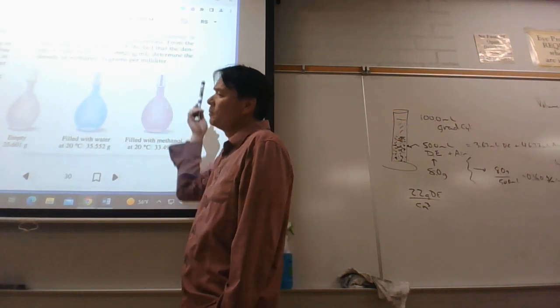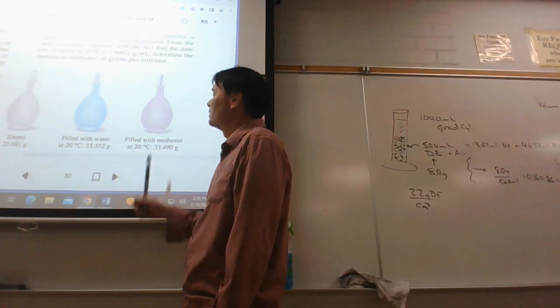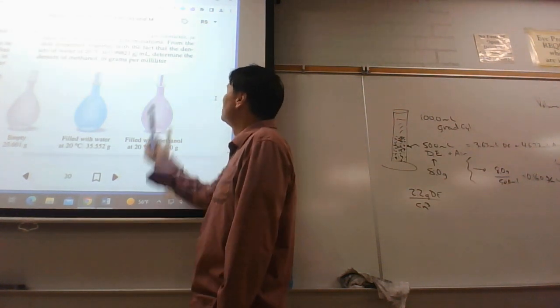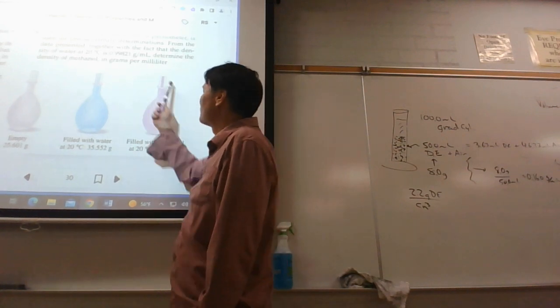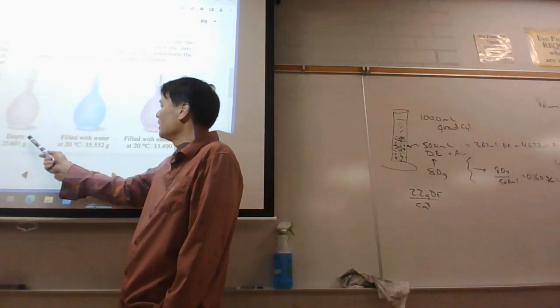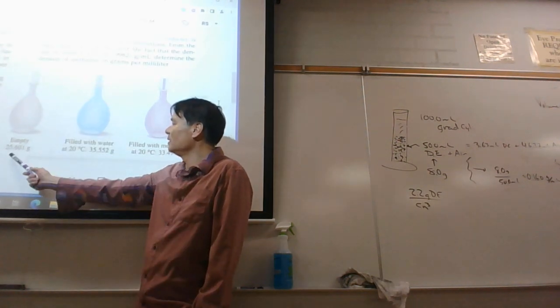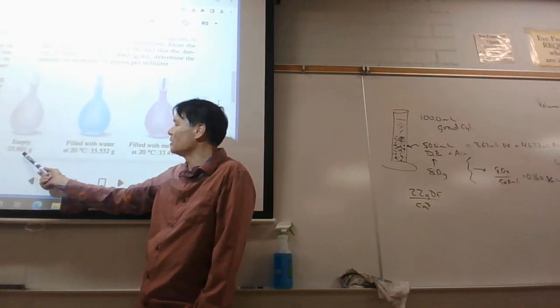And so most people memorize the density of water to 2 sig figs. Easy enough, 1.0. Determine the density of methanol in grams per milliliter. So let's see the data here. We have an empty pycnometer. The empty pycnometer is this glass, and this glass thing weighs 25.601 grams.